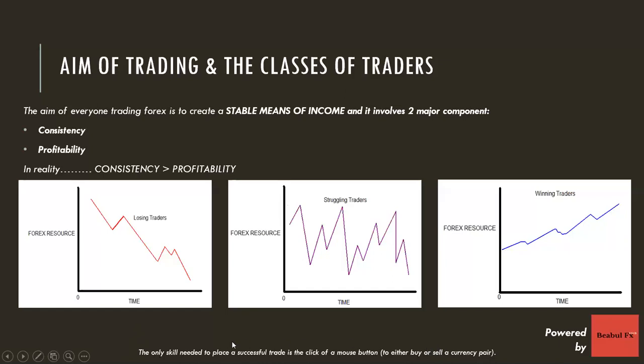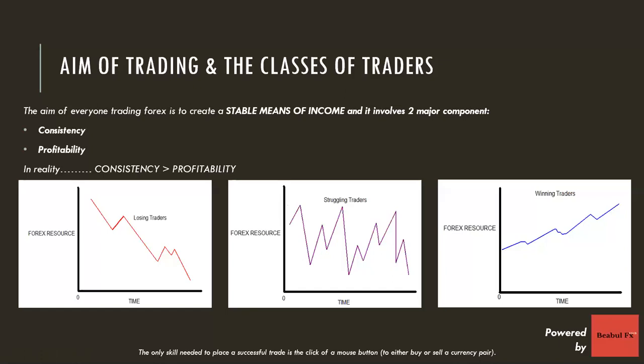I'll read it again. The only skill needed to place a successful trade is the click of a mouse button, either to buy or sell a currency pair. What does this mean? It means that for you to make money from trading, like today now, anybody who woke up this morning and just felt, oh, I just feel like buying gold.